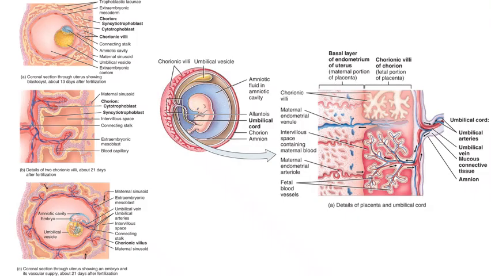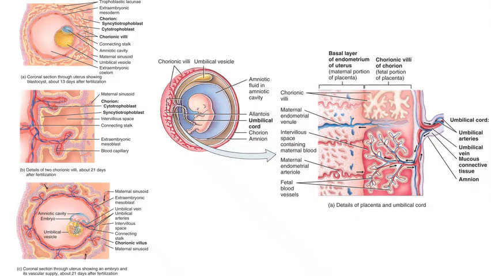Now, by the end of the third week, blood capillaries develop in the chorionic villi, and the blood vessels in the chorionic villi connect to the embryonic heart by way of the umbilical arteries and umbilical vein through that connecting stalk, which will eventually become the umbilical cord. The embryonic blood capillaries within the chorionic villi project into the trophoblastic lacunae, which unite to form the intervillous space. That then bathes the chorionic villi with maternal blood.